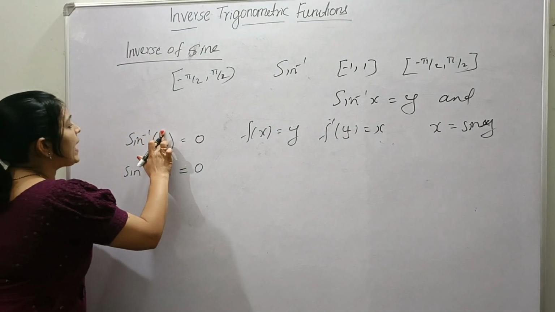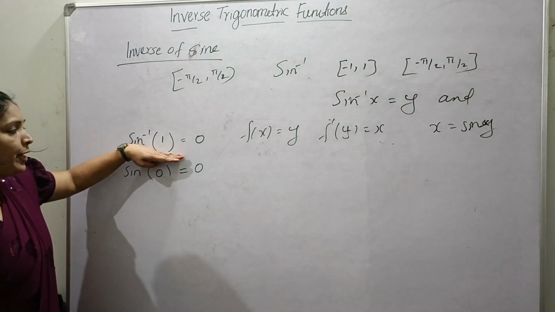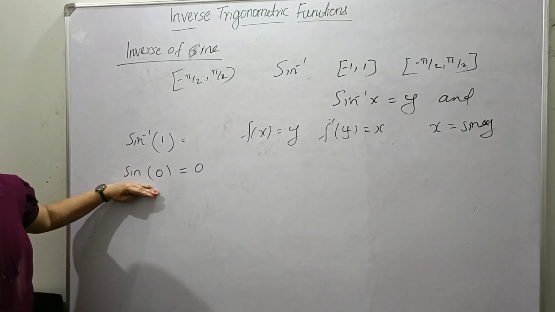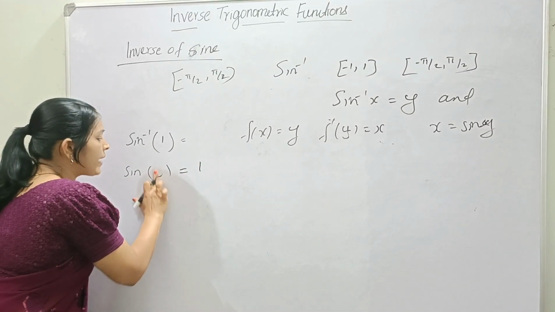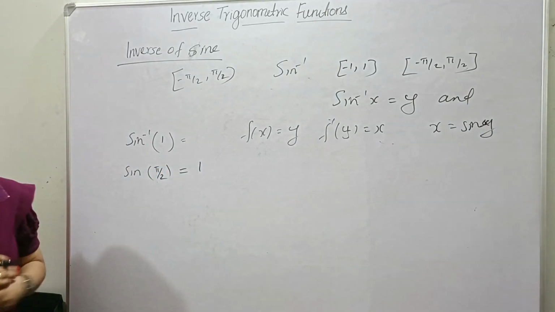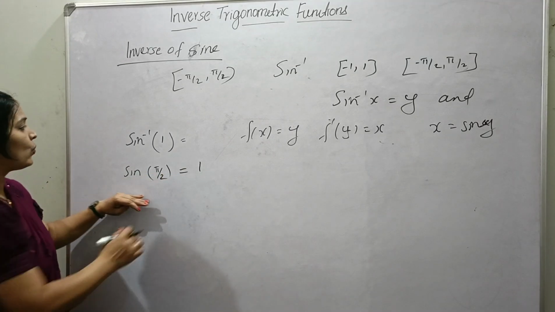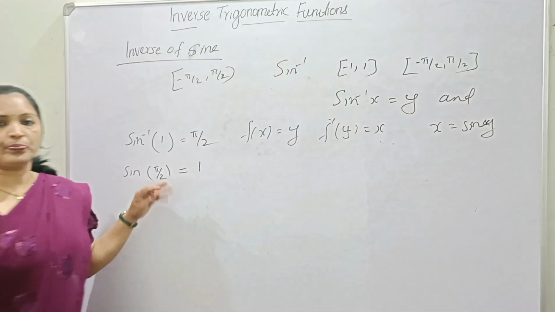So what about sine inverse of 1? Here also it means sine of what unknown angle is 1. We have sine pi by 2 is 1. Right? Sine pi by 2 is 1. Therefore, sine inverse of 1 is nothing but pi by 2.